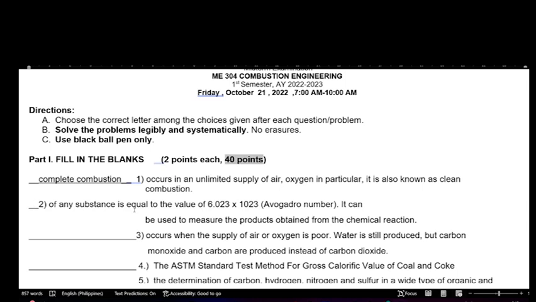Next, blank is of any substance equal to the value of 6.023 times 10 to the 23, yan, ha? Or Avogadro's number. It can be used to measure the products obtained from the chemical reaction. So, kung ang answer ay MOLE or MOL, pareho lang yun. Parehong correct.